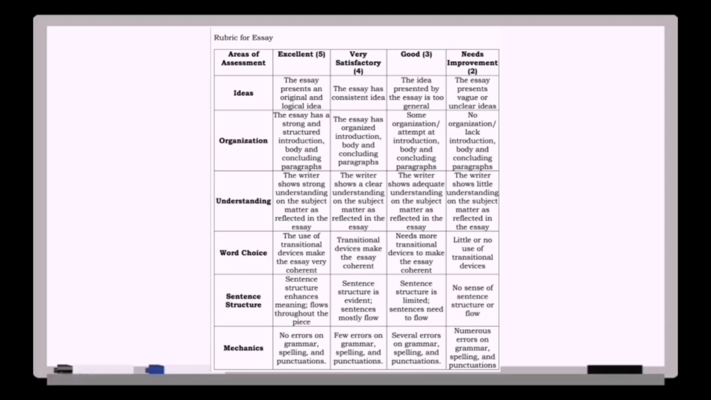If you get 5, that means that you have an excellent work. 4 means very satisfactory. 3 suggests that your output is good, and 2 if it needs improvement.